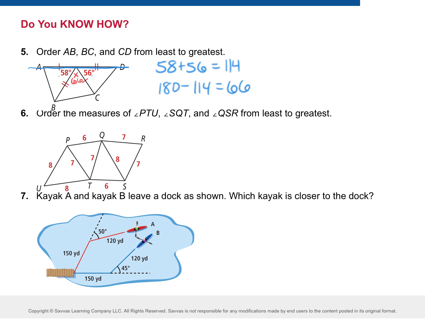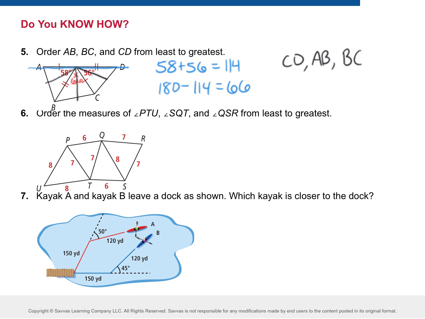So now do we have enough information to say the smallest to largest? Yes. Which one is my smallest side? CD. Next. AB. Next. BC.